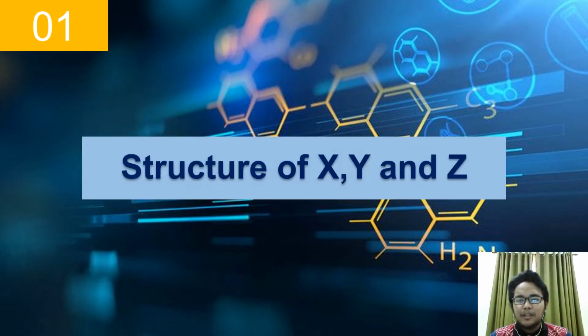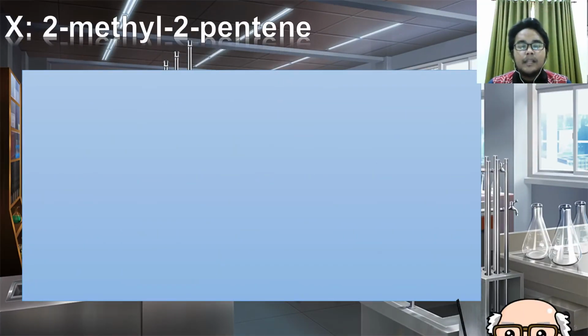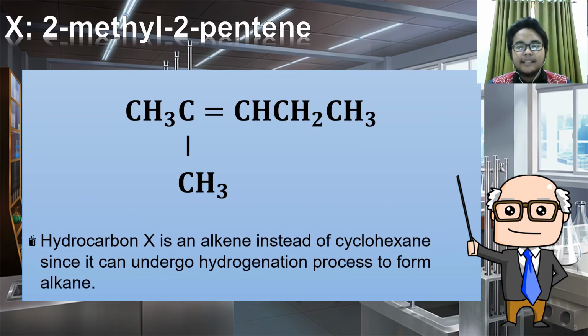We will proceed to the first question. Name and draw the structure of X, Y, Z and explain the answers. The first one is hydrocarbon X, which is 2-methyl-2-pentene.